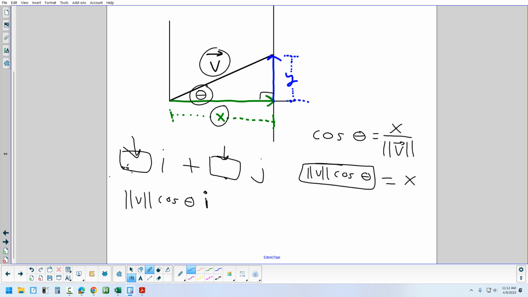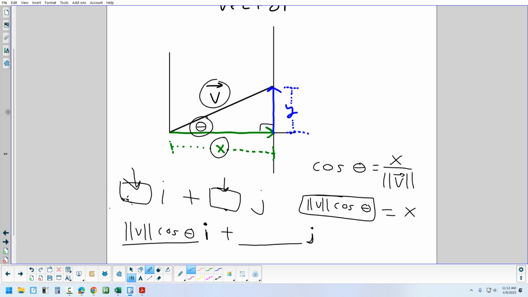Now we need the vertical. Horizontal, vertical. And that's going to have a j. But we've got to put what goes on the underline. What trig function would relate this, that, and that? Sine. And what would the sine of theta equal? y over the magnitude of v.